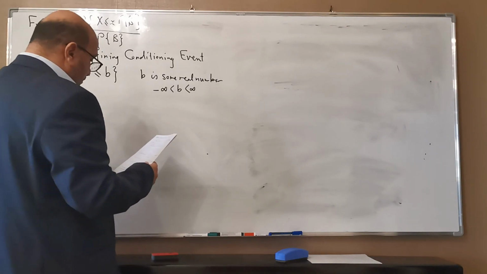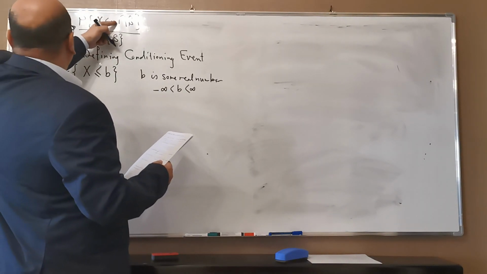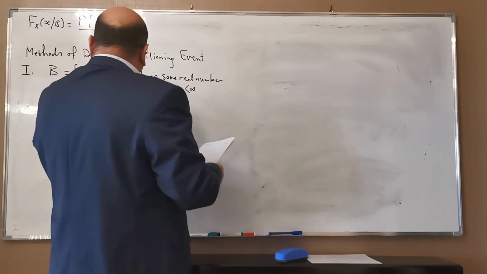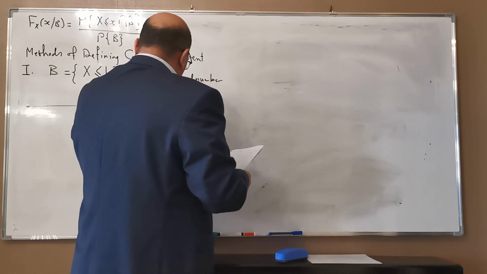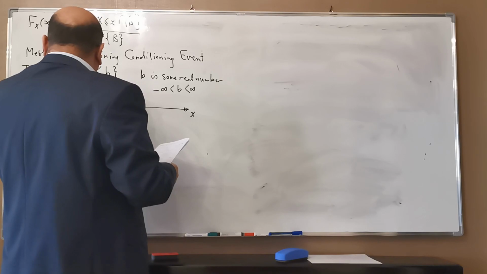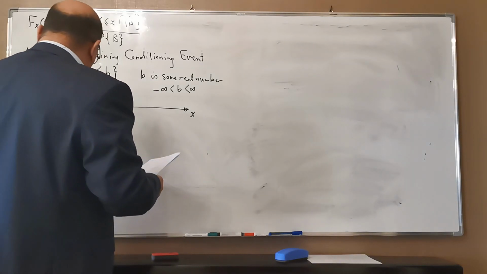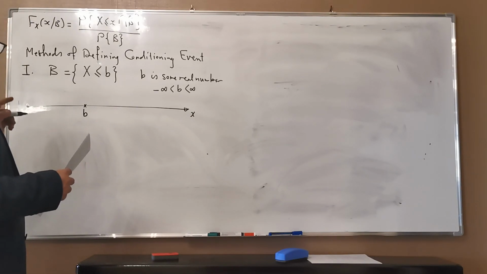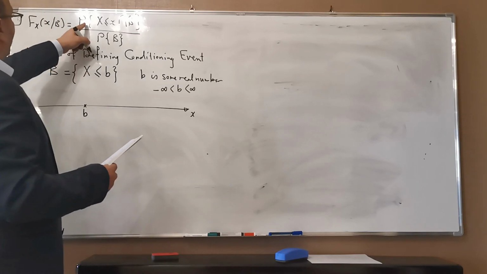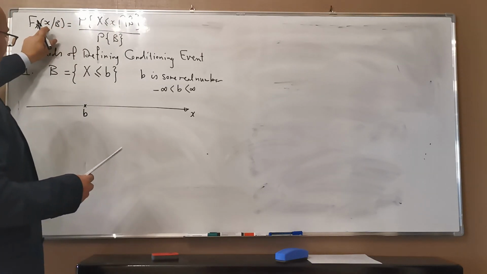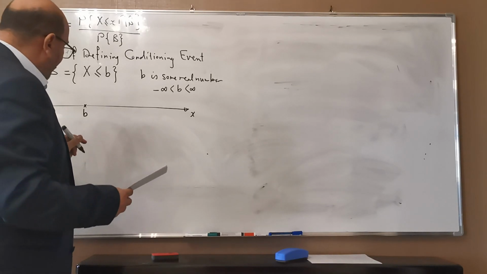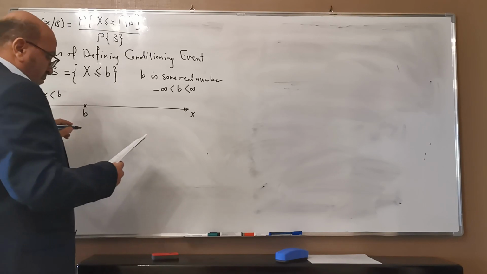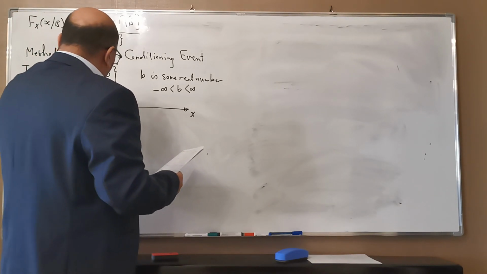Then what will happen? We need to evaluate this and put it in this form and find what will happen to fx of x. I'm going to put the real axis x here, and you have b somewhere on the real axis. Now, to define fx of x, the x that goes from minus infinity to infinity has two situations. The first one is x less than b, and the second one is x greater than b.